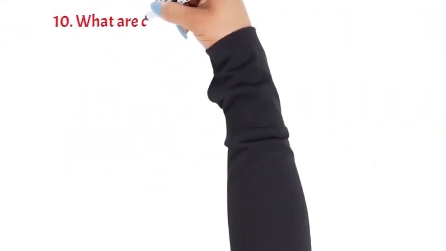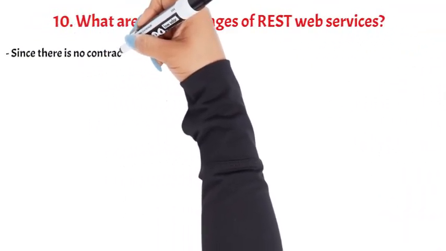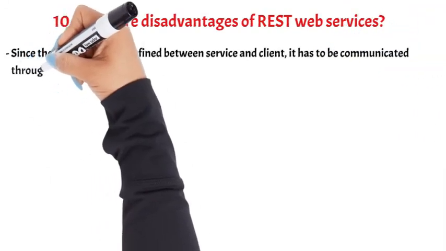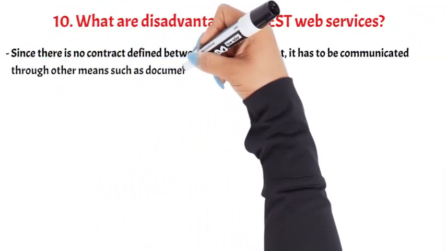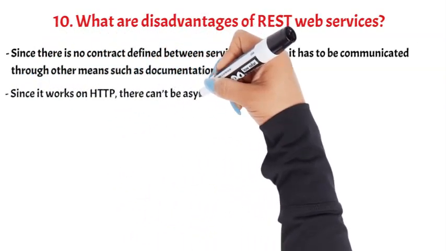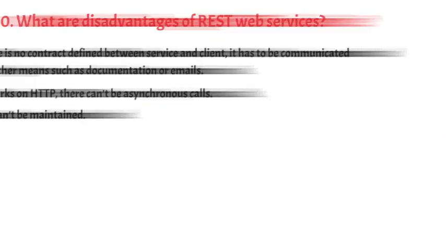10. What are disadvantages of REST web services? Since there is no contract defined between service and client, it has to be communicated through other means such as documentation or emails. Since it works on HTTP, there can't be asynchronous calls. Sessions can't be maintained.